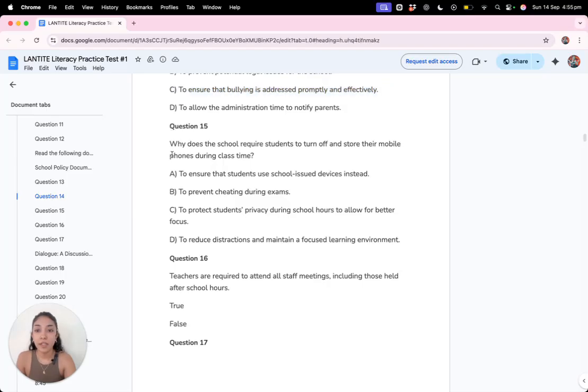Question 15. Why does the school require students to turn off and store their mobile phones during class time? A, to ensure that students use school-issued devices instead. B, to prevent cheating during exams. C, to protect students' privacy during school hours to allow for better focus, and D, to reduce distractions and maintain a focused learning environment.